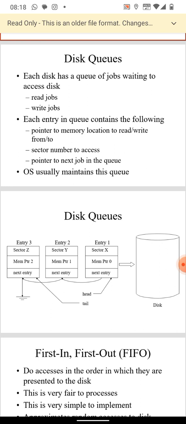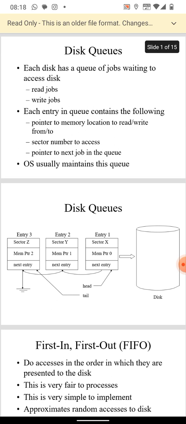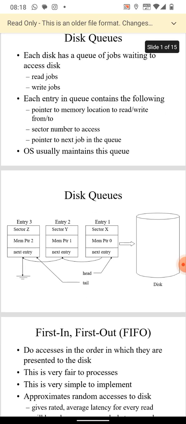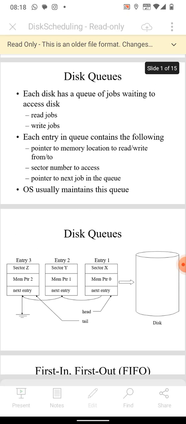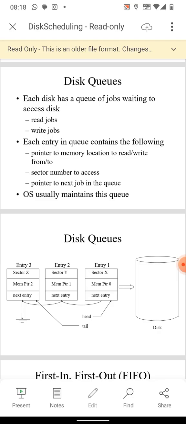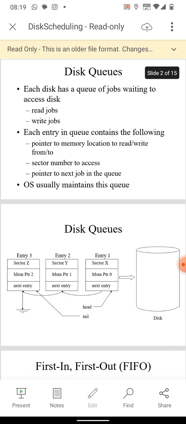First, read the jobs, allocate the memory space for the jobs, and write the jobs into the memory space. Each entry in the queue contains the following: a pointer to the memory location to read from or write to, the sector number to access, and a pointer to the next job in the queue. The OS usually maintains this queue. So there are mainly two jobs, read and write, in the OS. The disk is very useful for reading the job, allocating free space to the job, and writing the job successfully.